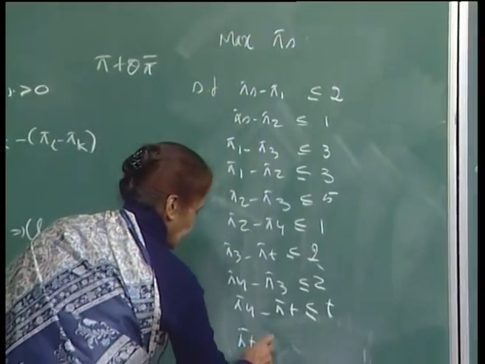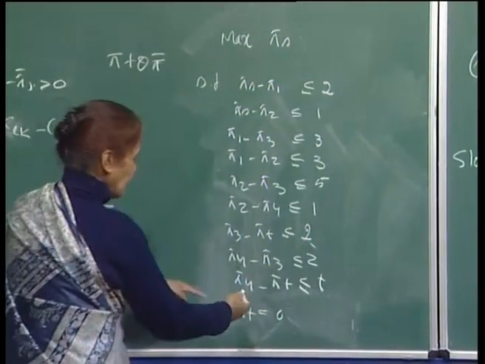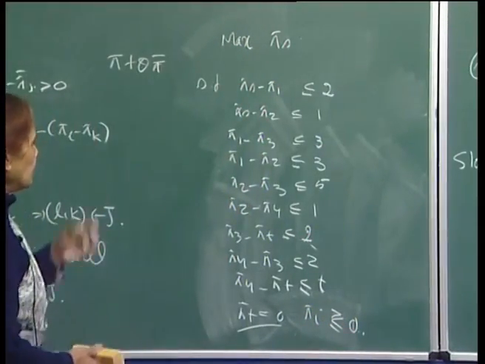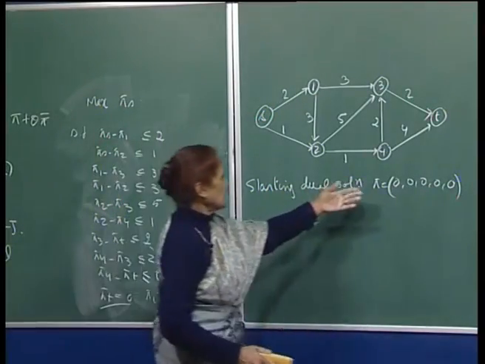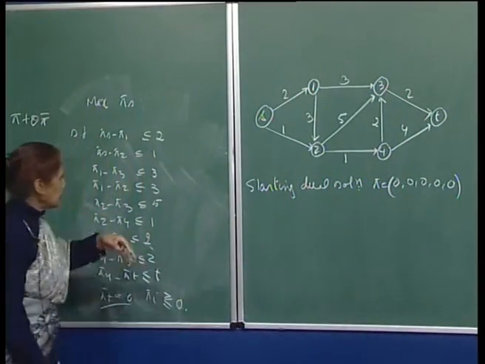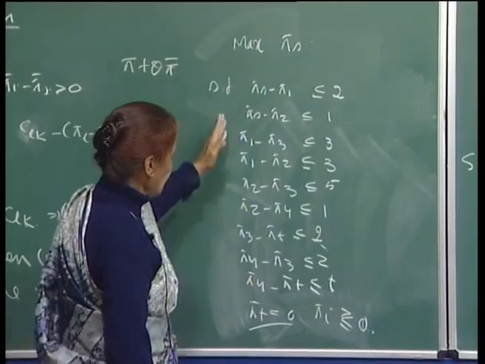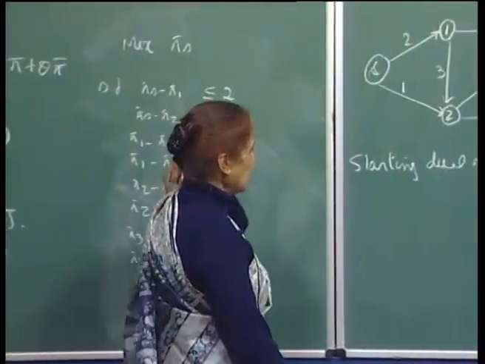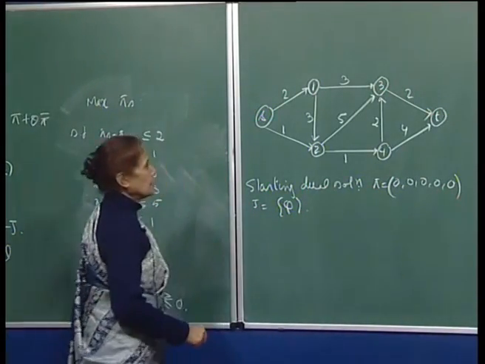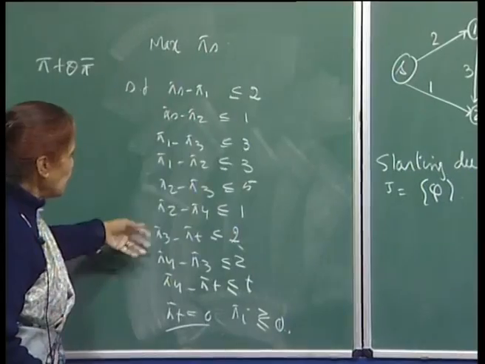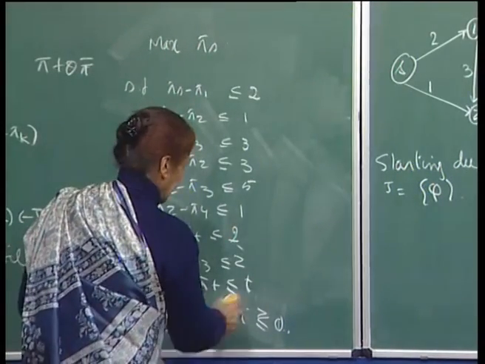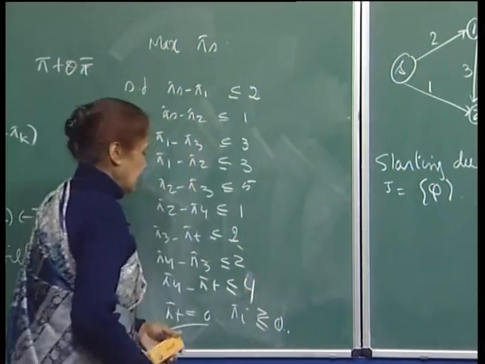You could ask why I am writing pi t, but it does not matter, pi t is 0 and all other pi i's can take any value. So, this is your dual solution. We can choose the starting dual solution as all zeros. I am not writing pi t as 0 because that is understood. So, when I put all pi as 0, I have a feasible solution. And so, the starting J is empty, no dual constraint is satisfied as equality, because all these numbers are positive.